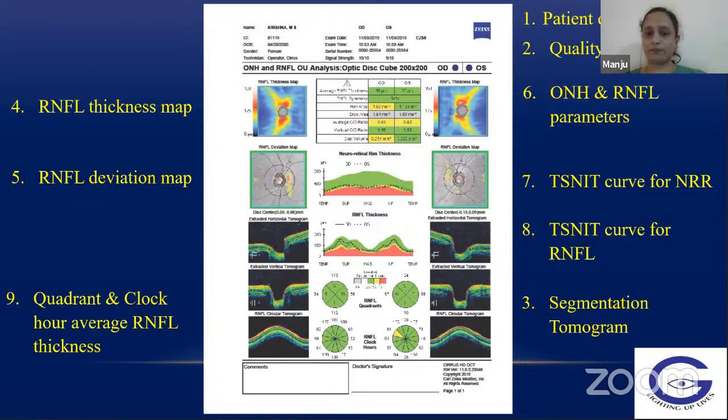The thinnest 1% values of the normative database are marked as red, that is outside normal limits. 1% to 5%, including 5%, will be yellow, that is borderline. More than 5% to 95% will be green. More than 95% will be white. If the values are not compared with the normative database, it is shaded as gray.